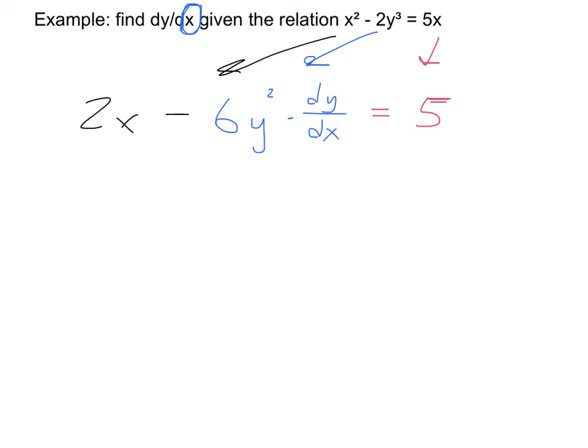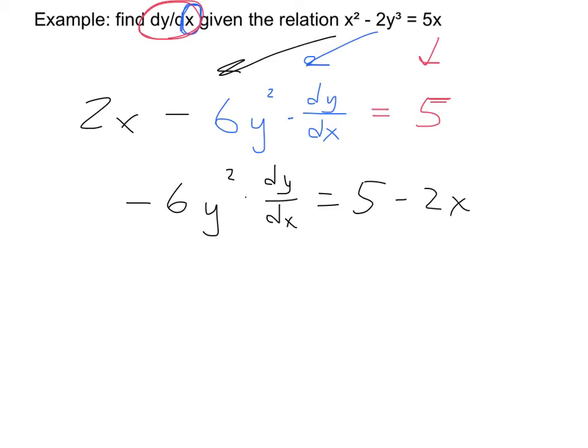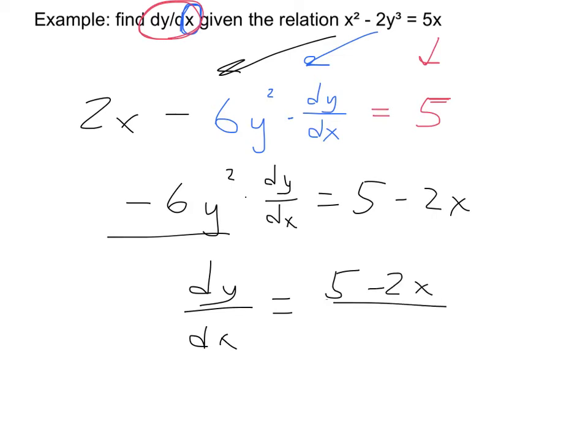So now that I have this thing, they want me to find dy/dx. So I now need to solve this for dy/dx, right? So if I subtract that 2x over, I'll have negative 6y squared dy/dx equals 5 minus 2x. We'll divide the negative 6y squared over. That gives me dy/dx equals 5 minus 2x over negative 6y squared, and that's the derivative.